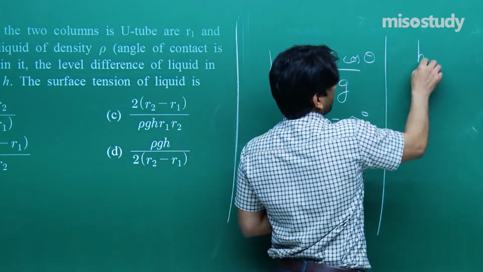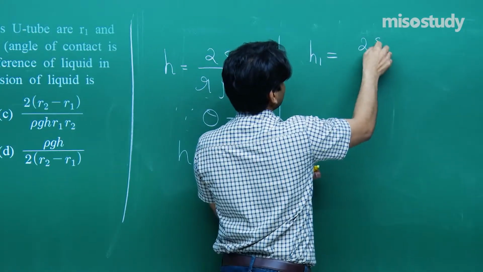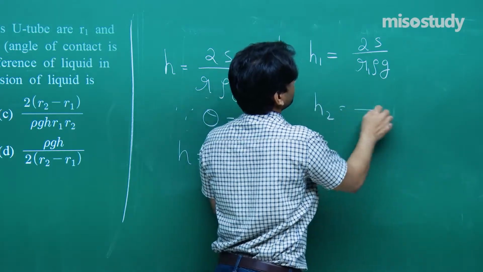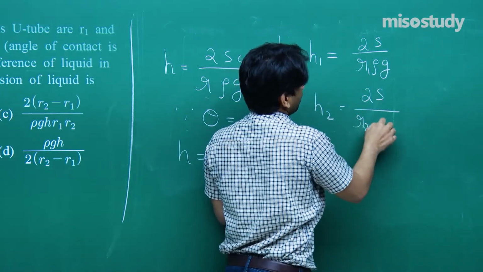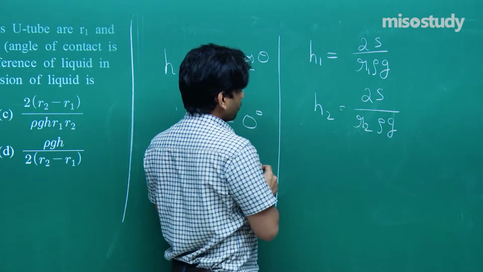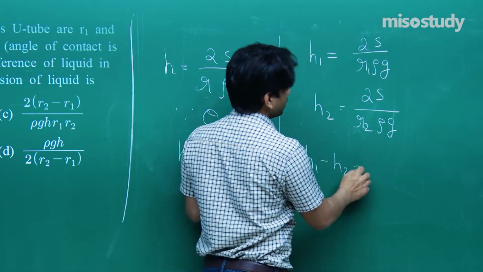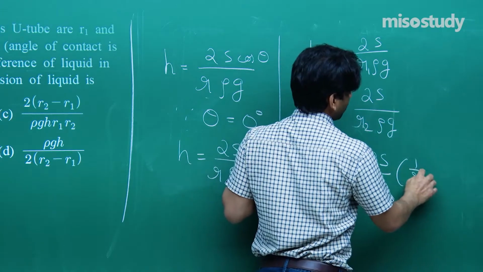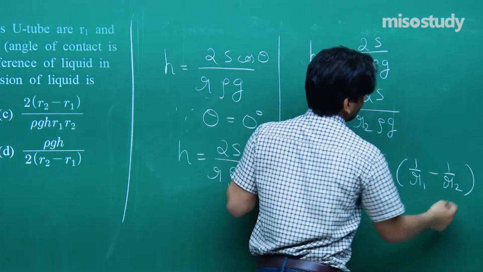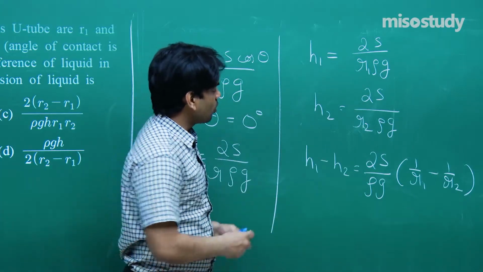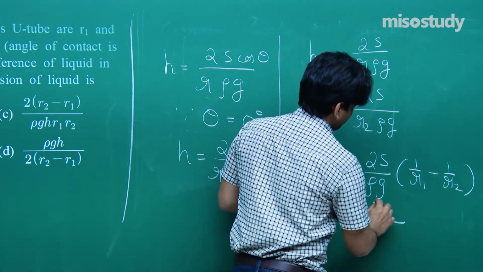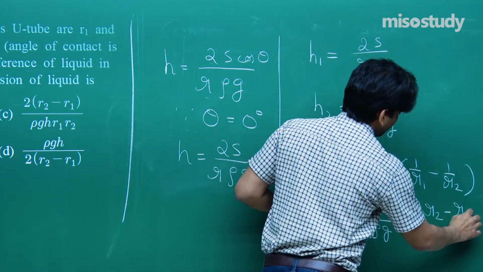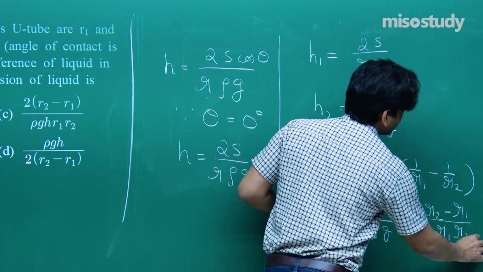Level in the first one is h1 is equal to 2S upon r1 rho g. Level in the second one is 2S upon r2 rho g. So the difference, if you take h1 minus h2, this will turn out to be, take 2S as common here and upon rho g as common, so we will be getting 1 upon r1 minus 1 upon r2. Simplify this formula, you will be obtaining 2S upon rho g, and this will turn out to be r2 minus r1 divided by r1 r2.